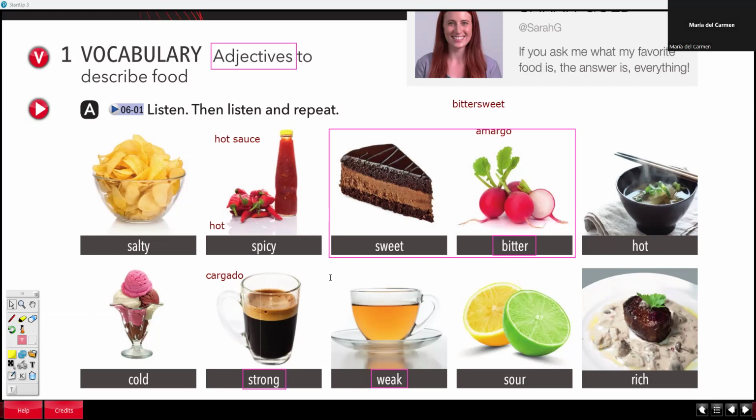Suave, débil, ralo. What is ralo? A tea with more water, a weak tea. The strong is dark and the weak is light, when your coffee has more water than coffee.